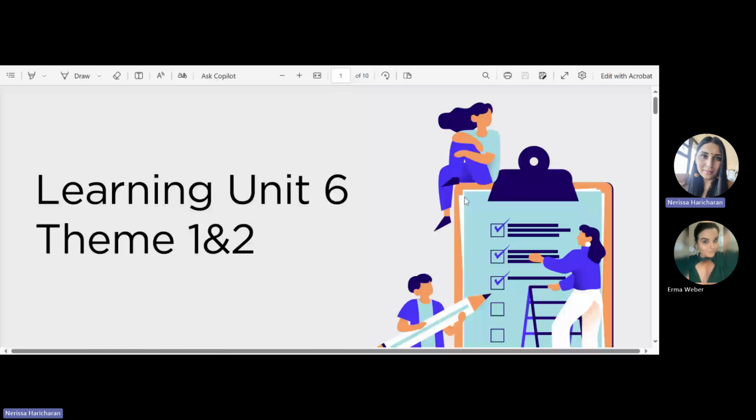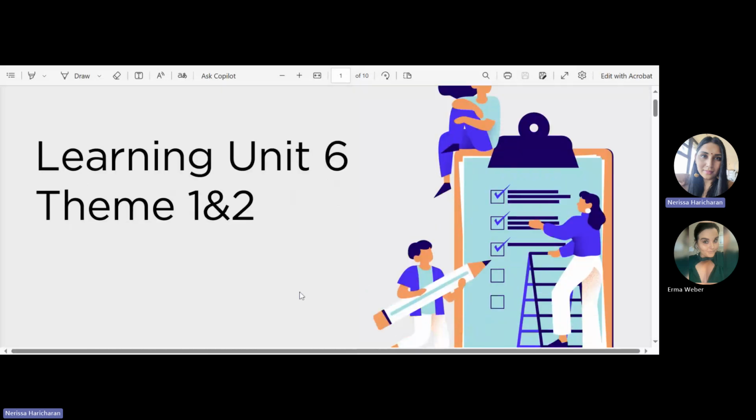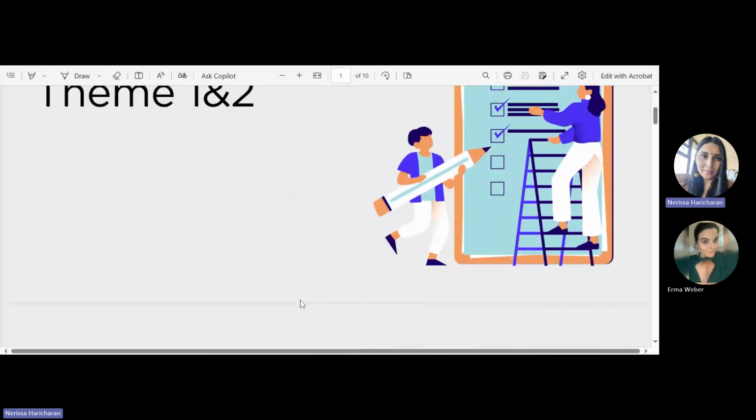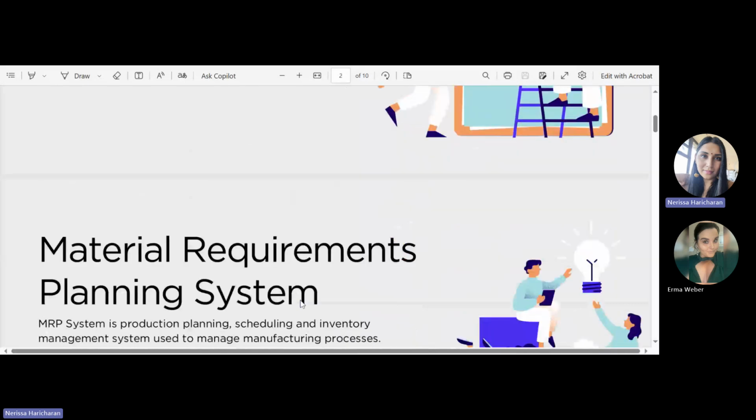Okay, so we're going to run over our learning unit 6, theme 1 and 2. Next week's session will be on learning unit 7. And then we will conclude what we need to go through in terms of your assignment 2. If you have any questions relating to your assignment 2, you know where to find me, either email or WhatsApp. I'm best on WhatsApp. So please just message me and I'll try and help you the best way I possibly can.